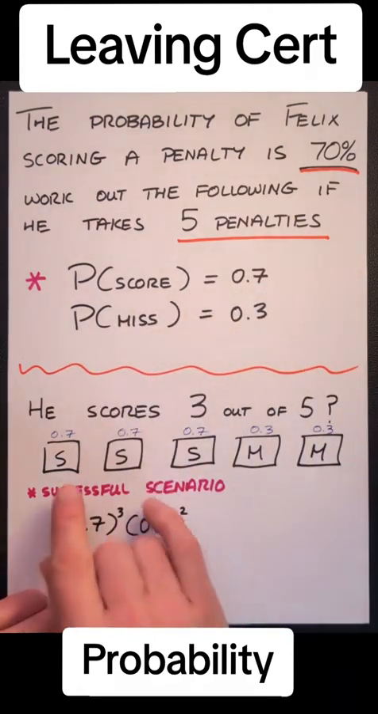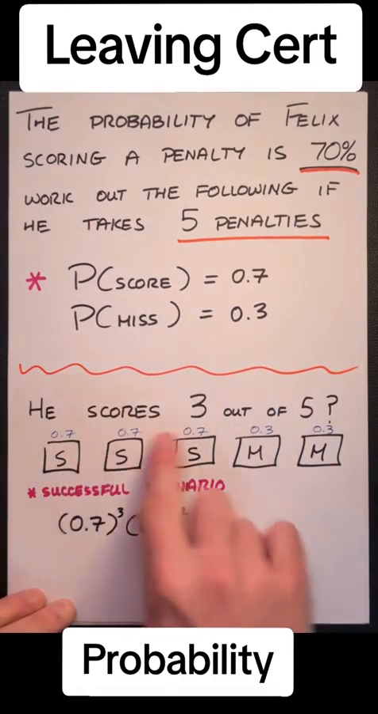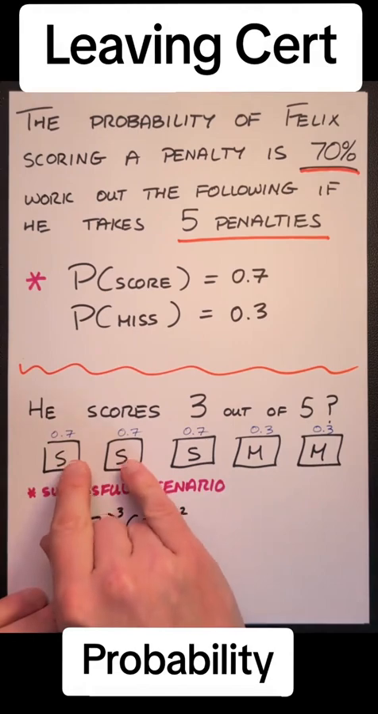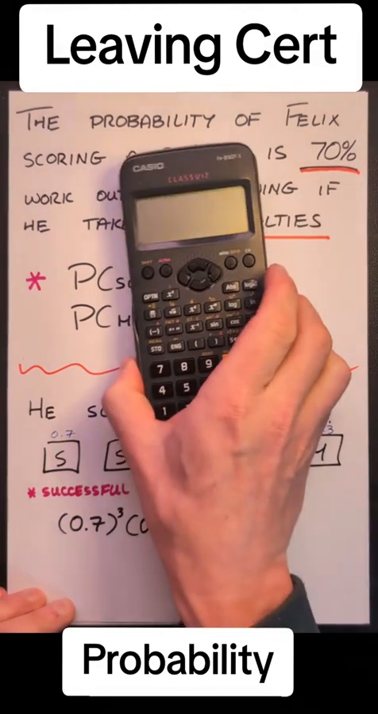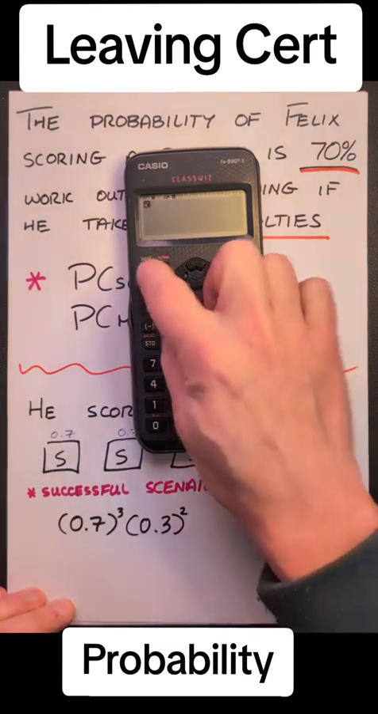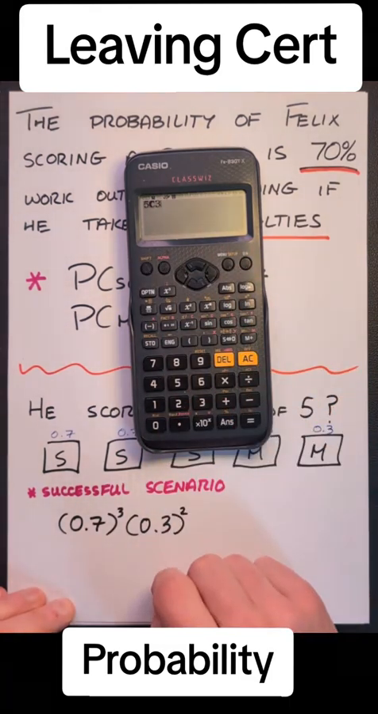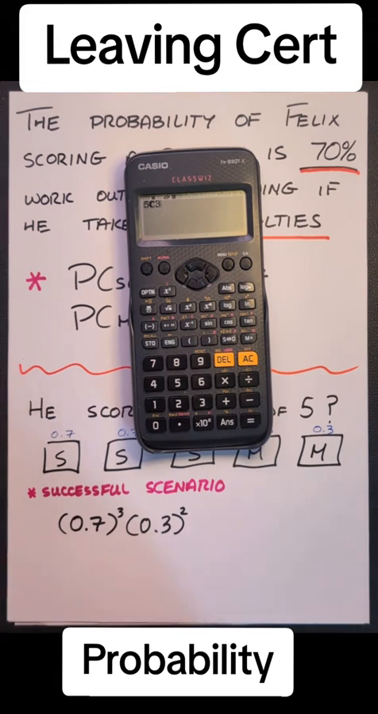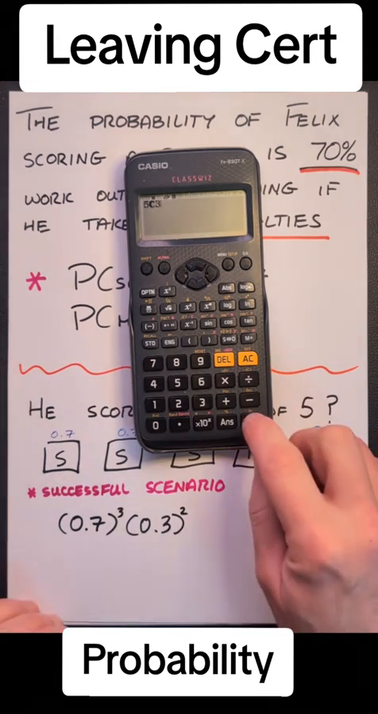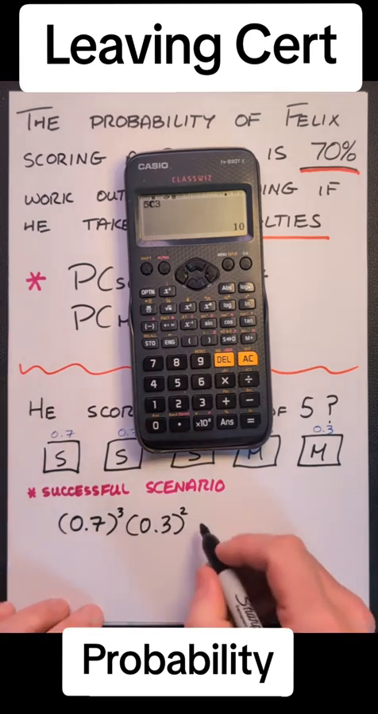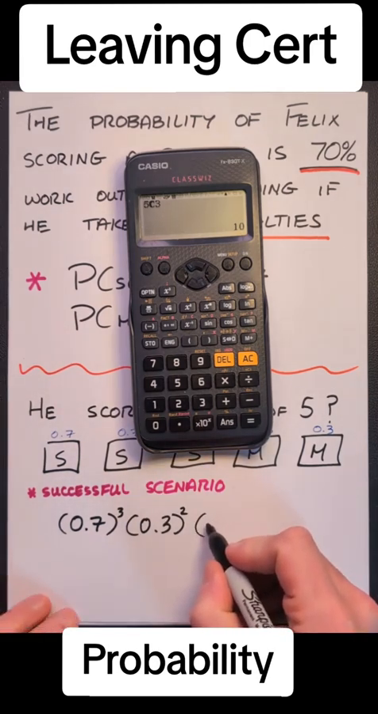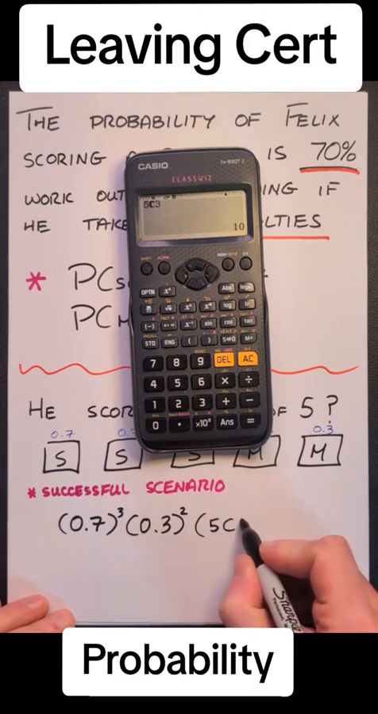So we have these 3 scores to rearrange within 5 boxes. So we have 3 things to rearrange in the 5 boxes. So we have 5 boxes, choose 3 things to rearrange, or 5 choose 3. Okay, if I do that in my calculator, I get 10. So I'm going to multiply that. I could write down 10 here, but just for the sake of explanation, I'll write down 5 choose 3.